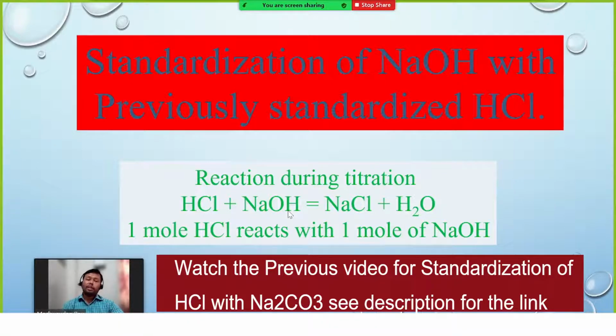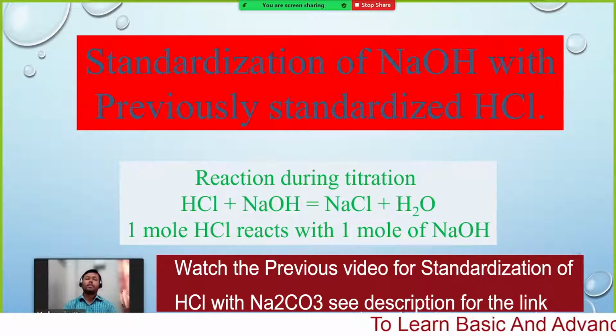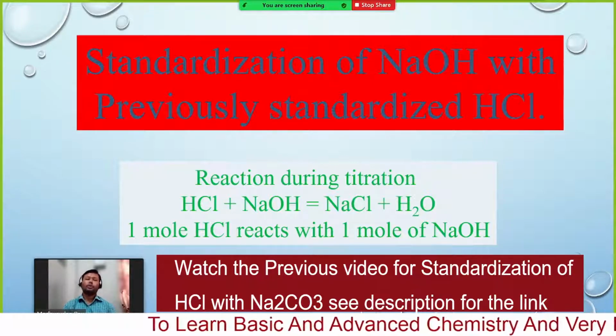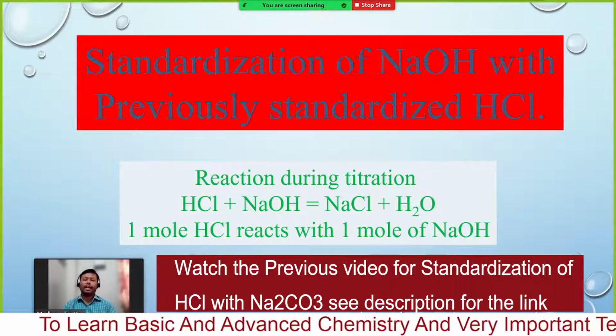And sodium hydroxide also is not a primary standard substance. Therefore we always need to determine the concentration of sodium hydroxide to know the accurate concentration for any reaction.